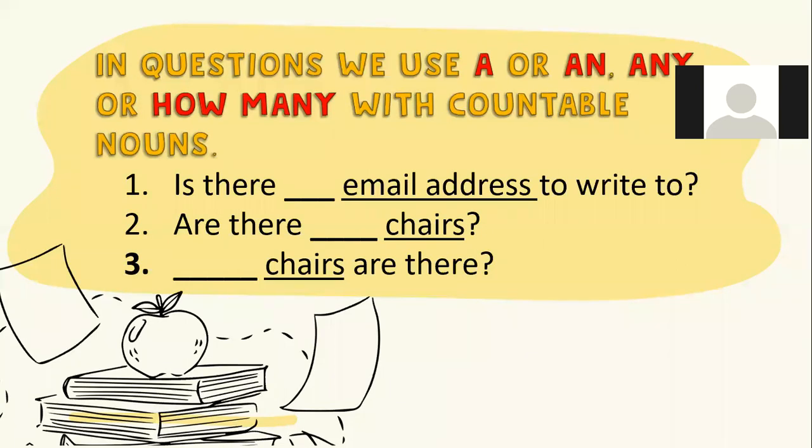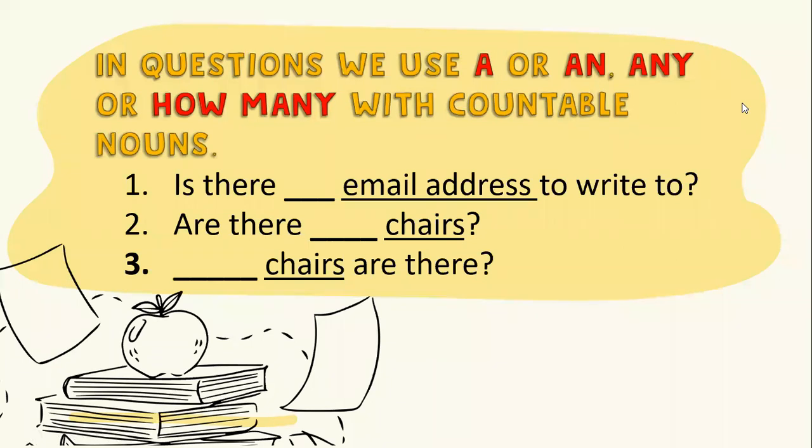Are there blank chairs? Could you please answer this one, Welson? Let's have Welson. Any. Okay, the answer is any. And the last one, let's have Jason. Jason, blank chairs are there. What should we use? A, an, any, or how many? Jason?